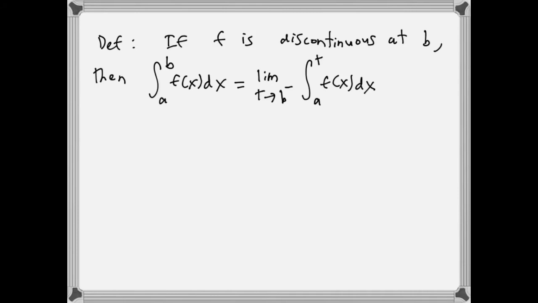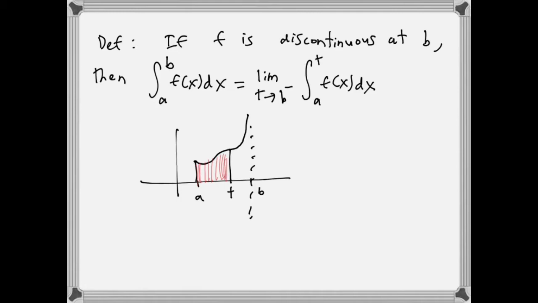So just to give you a picture of this, let's say that this is a and this is b, and we've got an asymptote there. So what we are talking about is something like this, and maybe we have our t right there. What we're saying is that t is going to approach b, but it's only approaching from the left. What's happening on the right is irrelevant. It might not even approach the same number. But we're going from a to b, so only the left matters. So that is the definition of what happens when the discontinuity is at b.